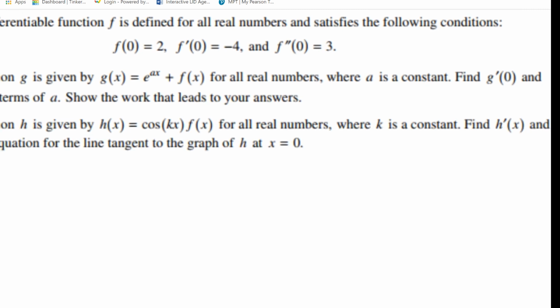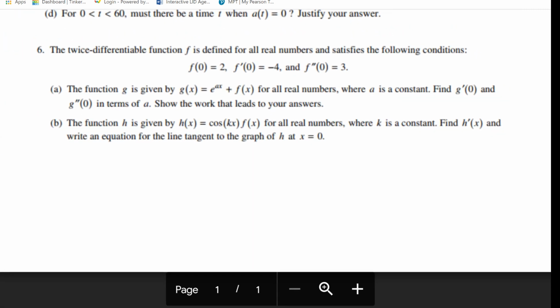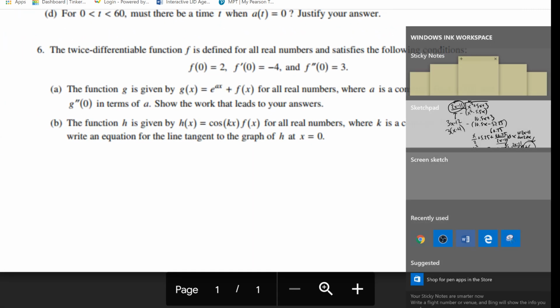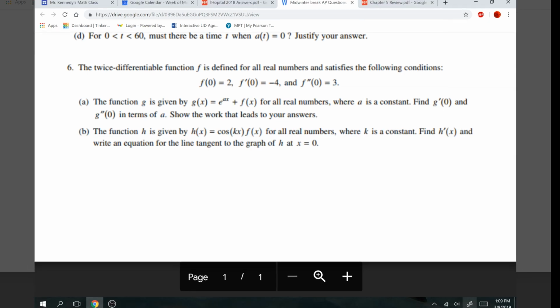The next one's quite a bit shorter. There's only an a and a b. So here we have a function, its derivative, and its second derivative. And then we get something completely different. We get that g equals e to the ax plus f of x for all real numbers. And a is a constant, so it's just the x that's a variable. And we're supposed to find g prime of 0 and g double prime of 0 in terms of a.